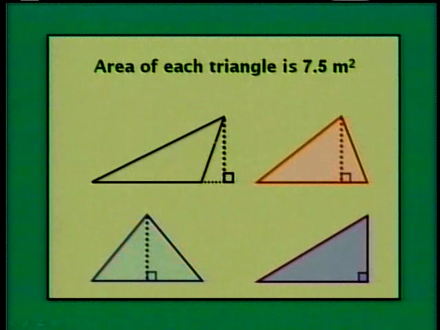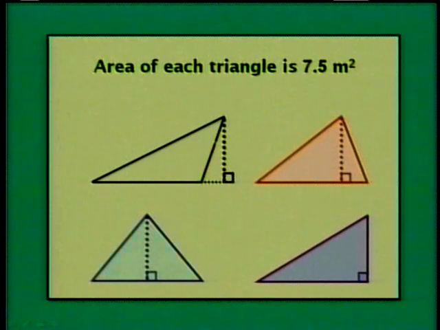So the area of each one of these triangles is 7.5 square meters. Now in all 4 of these pictures, the side that I'm using as my base is the bottom side of the triangle. I don't have to do that. I can use any of the 3 sides of the triangle as my base.